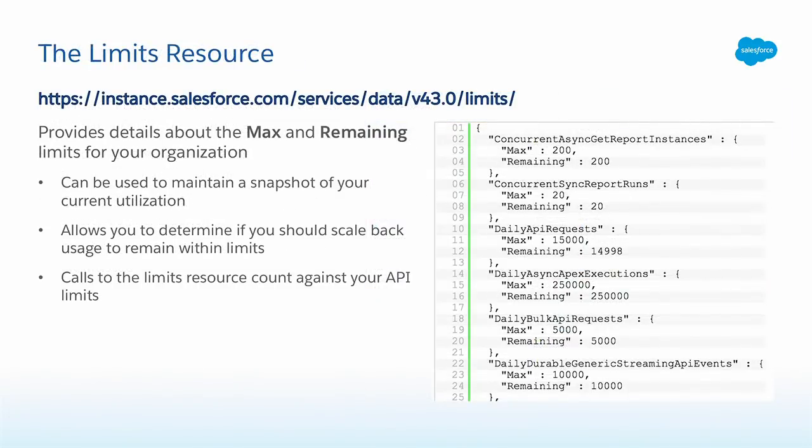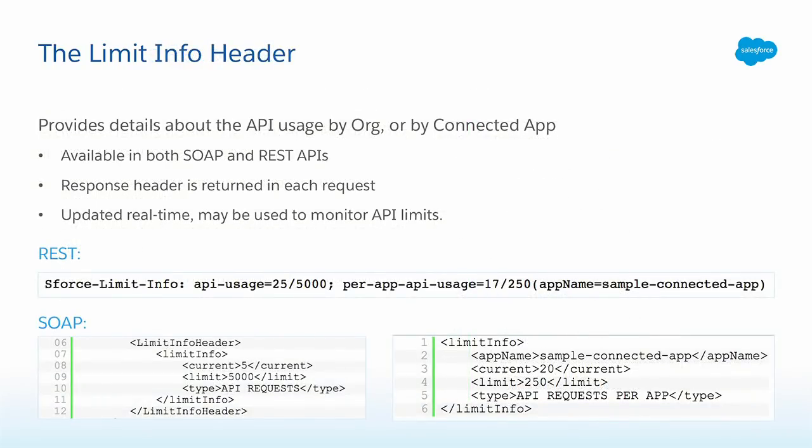We also provide a programmatic way for you to do this. Make a call against the limits resource, and that will return back information about every single limit that you have available on your org, and how many of those you've consumed within your particular limit period. And we also have a limit info header. So if making an individual call to the limits resource is too much, then the limit info header is present on the response from every single API call that you're making. If you take a look at the REST example here, there's going to be a header that will actually tell you specifically how many API calls you've made against your overall limit. And this is a great way of making sure that you're not exhausting too many API calls in a 24-hour period.